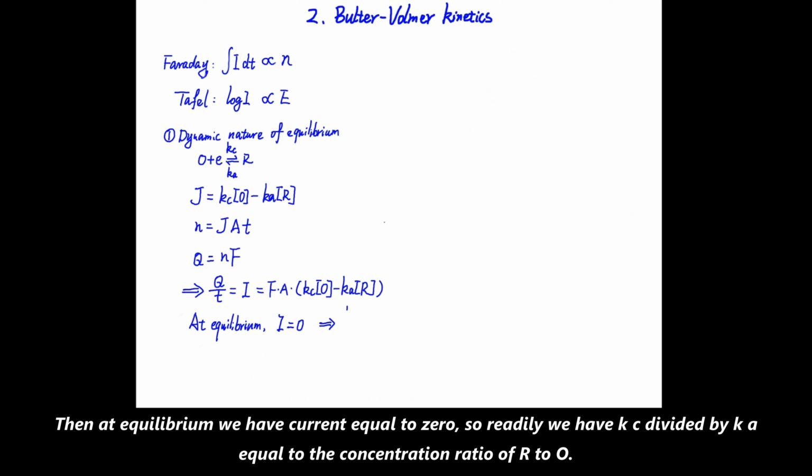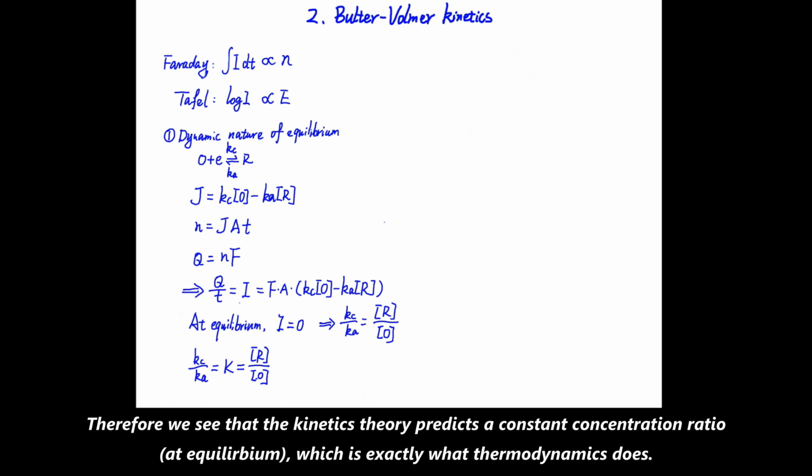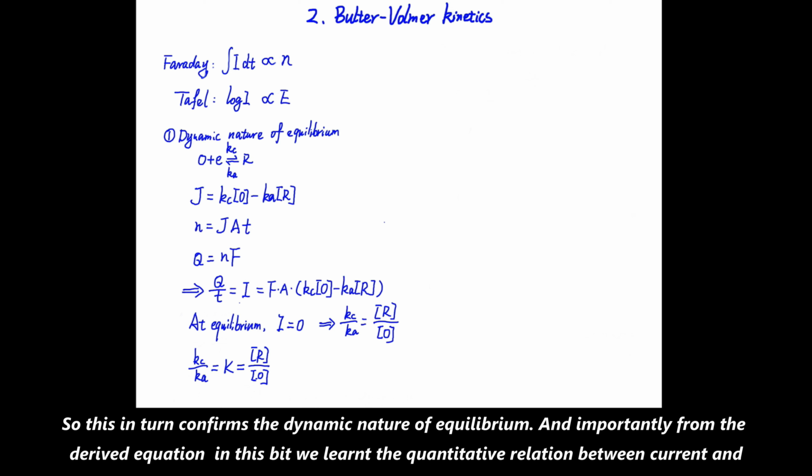So readily we have kc divided by ka equals the concentration ratio of R to O. And because at equilibrium there's no net conversion rate, we can define kc divided by ka as equal to the equilibrium constant, which further leads to the equality. Therefore, we see that the kinetic theory predicts a constant concentration ratio, which is exactly what thermodynamics does. So this in turn confirms the dynamic nature of equilibrium.